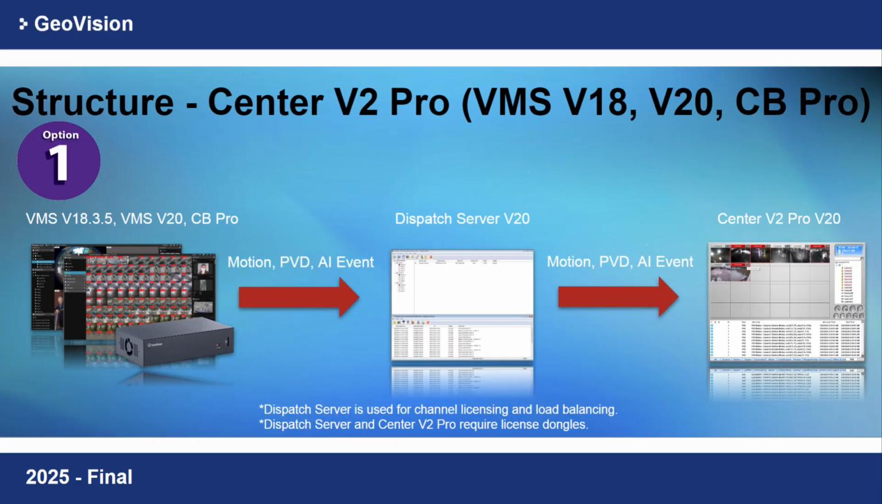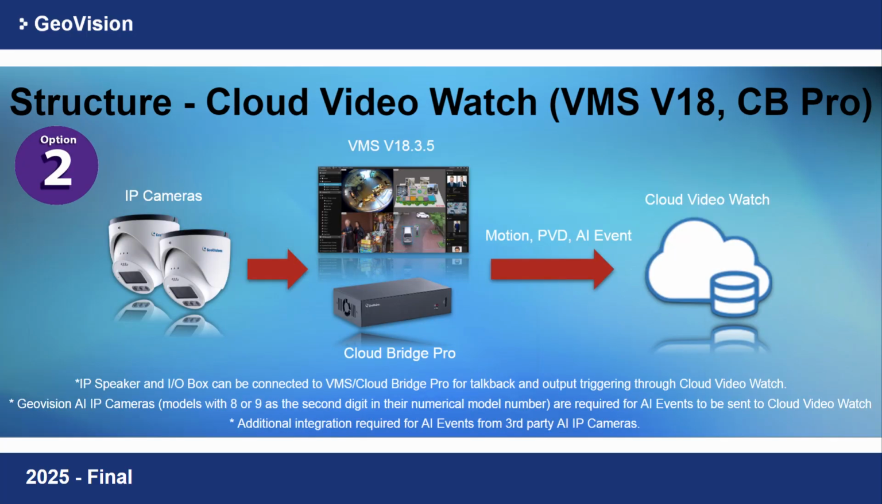The structure for VMS V18, V20, and CB Pro is similar to VMS V17 but even simpler. Motion, PVD, and AI events are sent to dispatch server V20, where they are distributed to available Center V2 Pro operators for processing. Option 2 utilizes the new cloud-based remote monitoring solution, Cloud Video Watch.